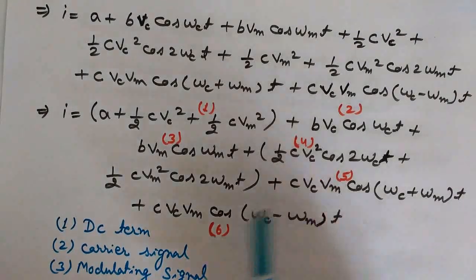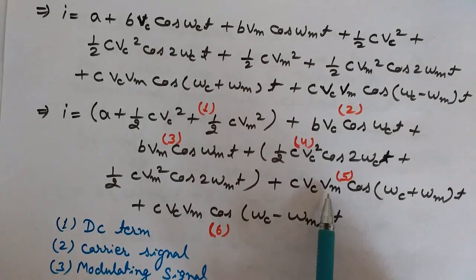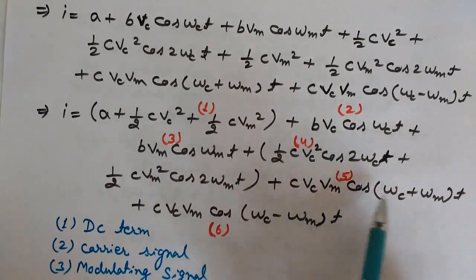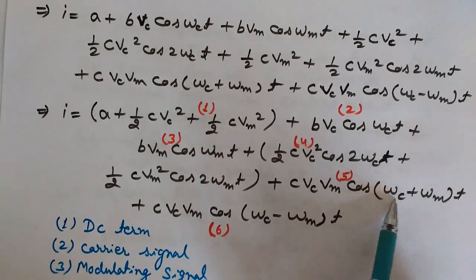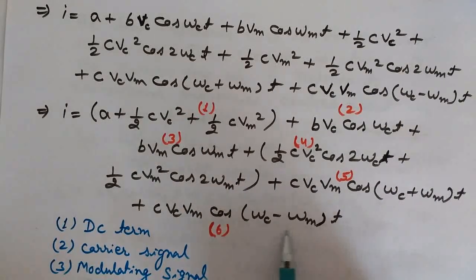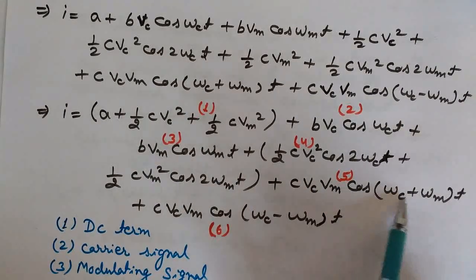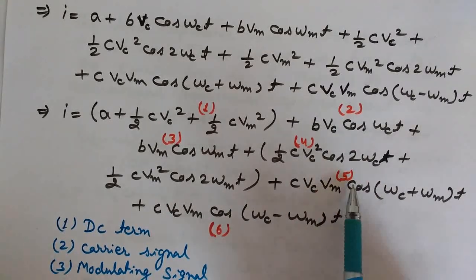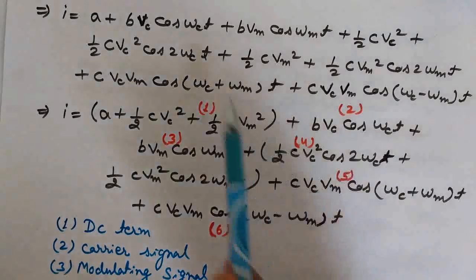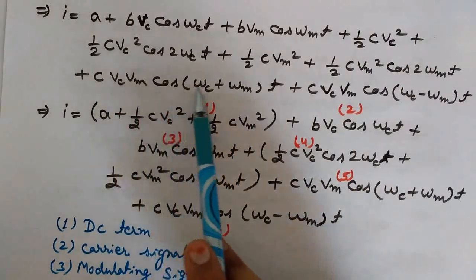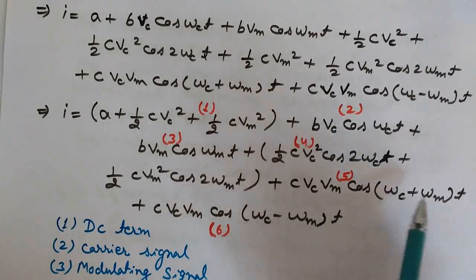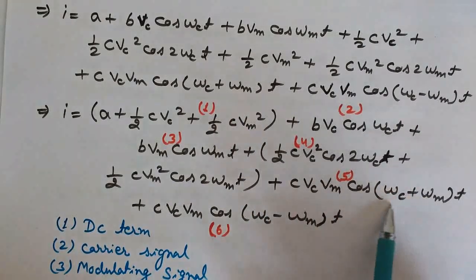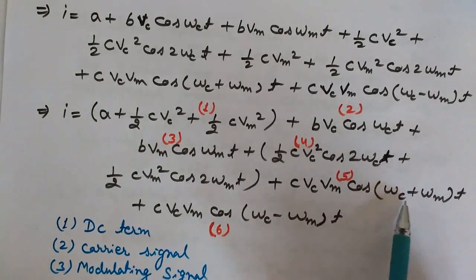Now the fifth part is the upper sideband and the sixth part is the lower sideband. Upper sideband means a slightly higher frequency, omega c plus omega m. The omega c plus omega m part is the upper sideband, and omega c minus omega m is the lower sideband. The term denoting this is numbered 5: cvcvm cos of omega c plus omega m. Omega m is higher than the carrier frequency omega c, so this is the upper sideband, and the lower sideband is omega m lower than the carrier frequency.